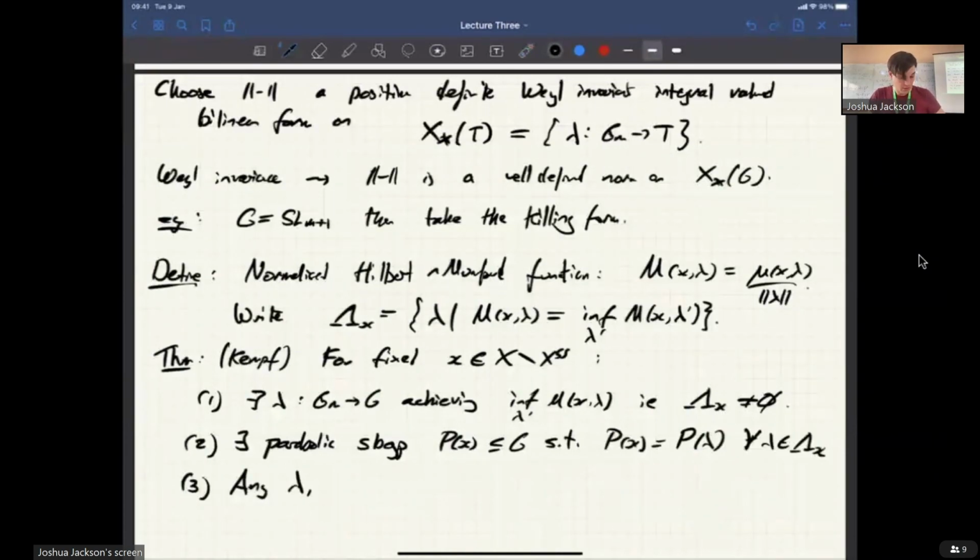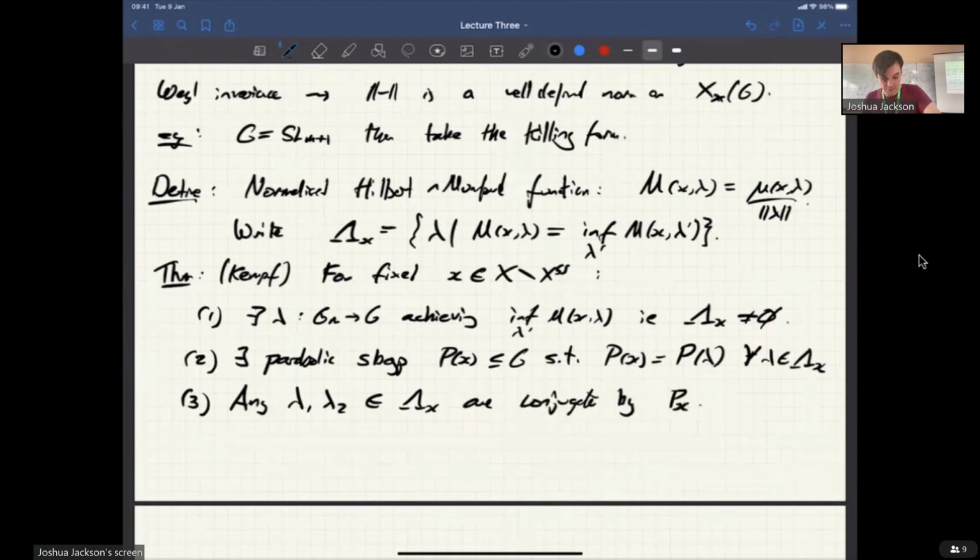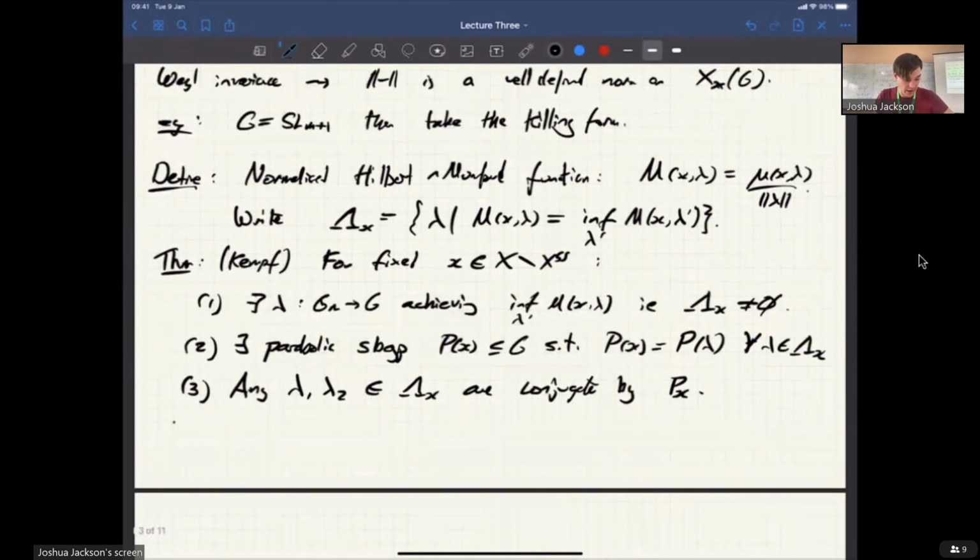So any lambda 1, lambda 2 in here are conjugate by Px. So what this is saying is that up to conjugation by this parabolic, which depends only on the point X, the worst one-parameter subgroup is essentially unique. That's the point. So let me just tell you how you get this P lambda then.